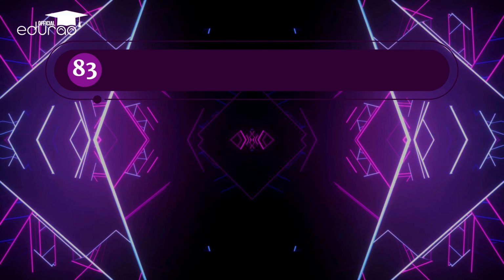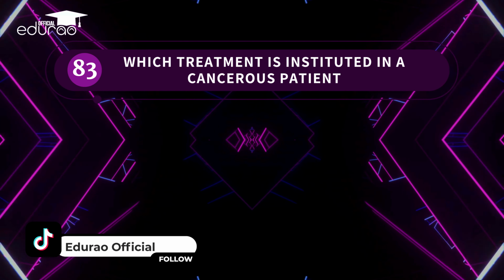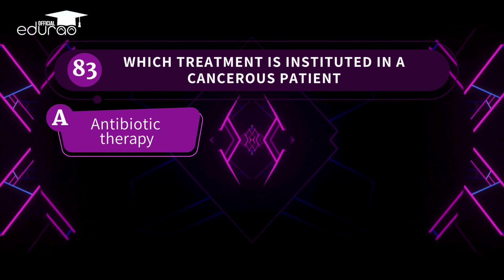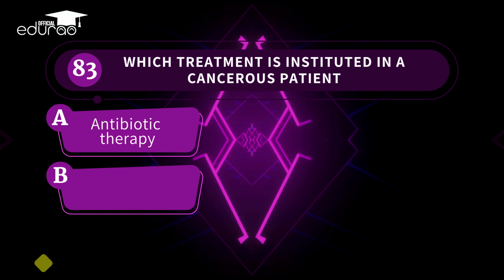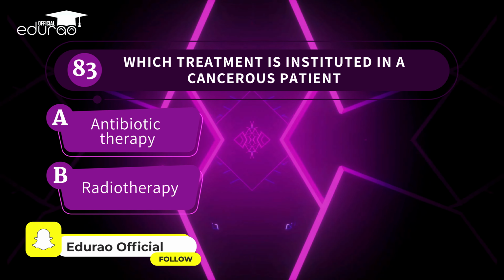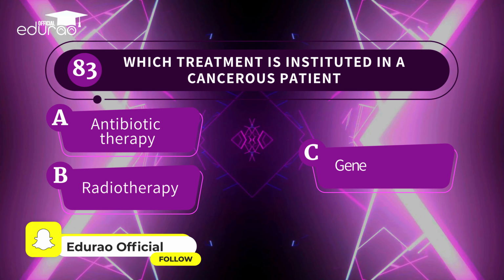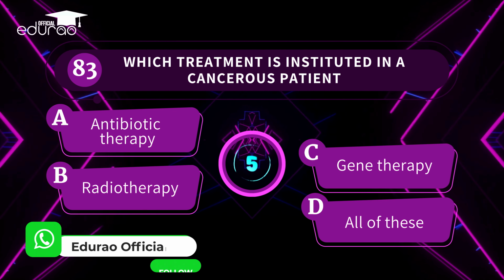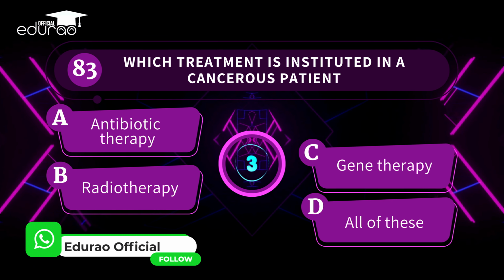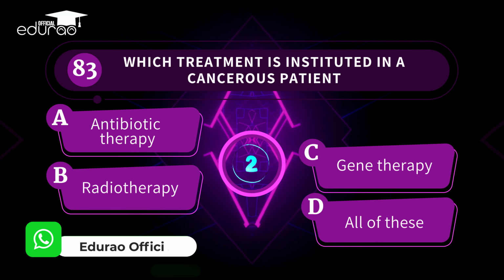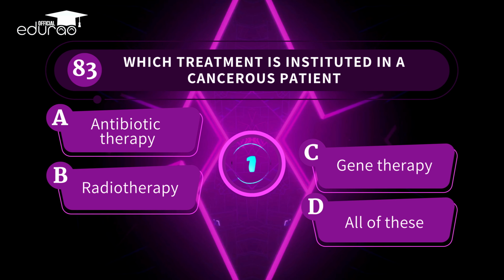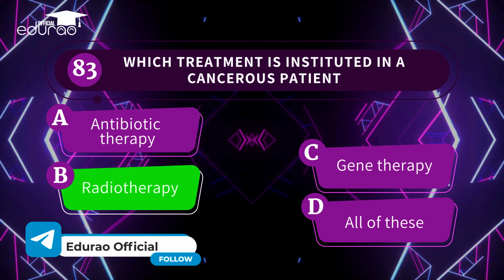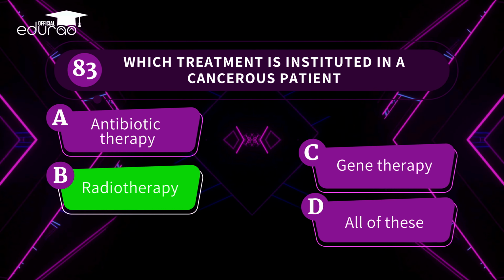Question 83. Which treatment is instituted in a cancerous patient? A. Antibiotic therapy. B. Radiotherapy. C. Gene therapy. D. All of these. I appreciate your insight. Correct answer is radiotherapy.